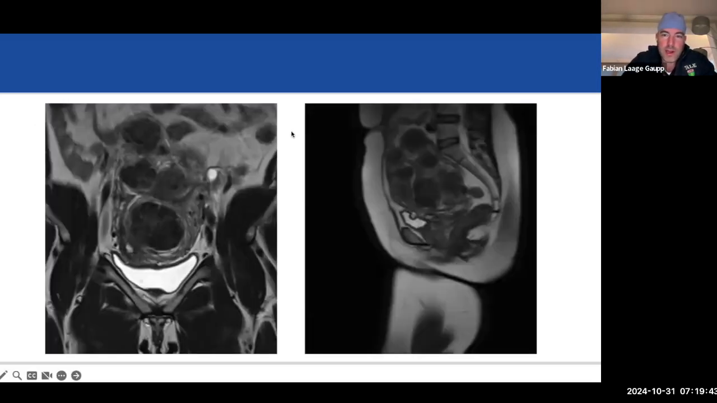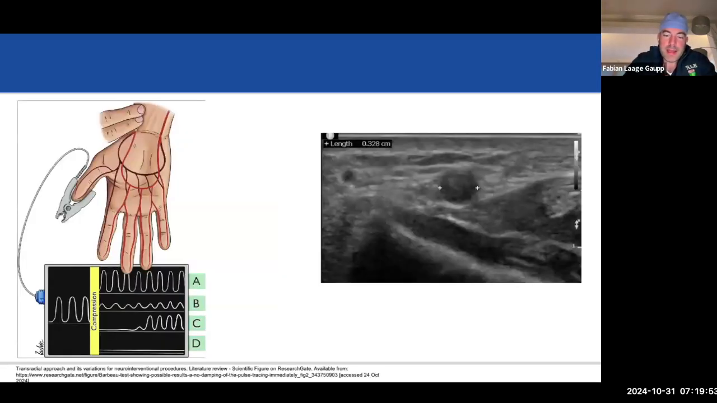Great. So this was her MRI. So, essentially what you would expect, right? So you see here large uterine fibroids. And then tell me a little bit about the actual procedure now, and the advantages and disadvantages of radial versus femoral access for you.